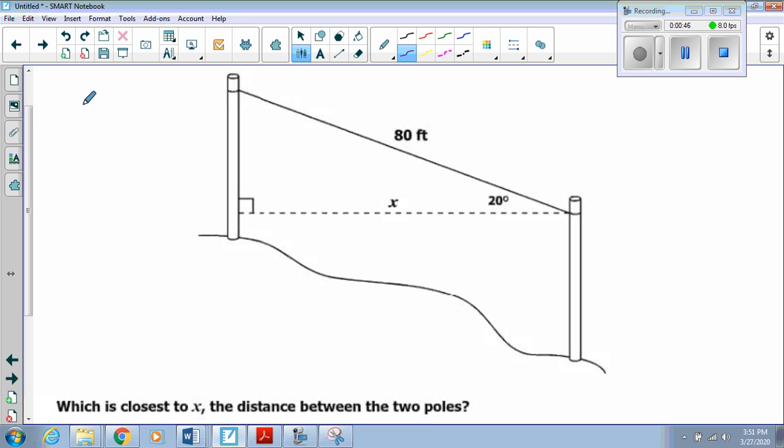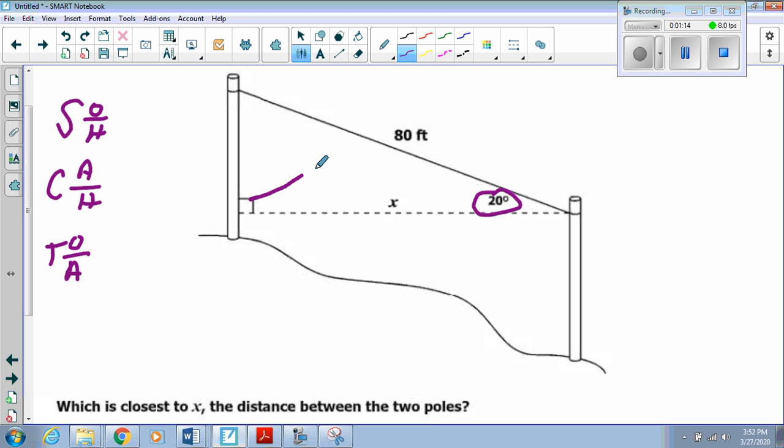And remember, SOHCAHTOA is S, which is O over H. CAH is A over H. And TOA is O over A. Okay, so I'm going to label this triangle. So I've got my angle. Everything is labeled based off of your angle.